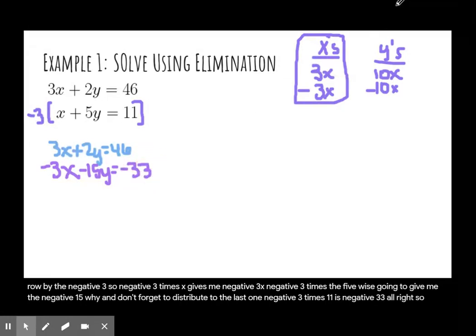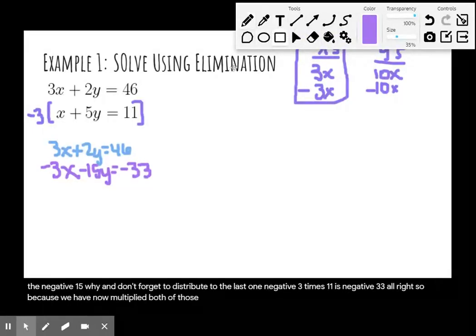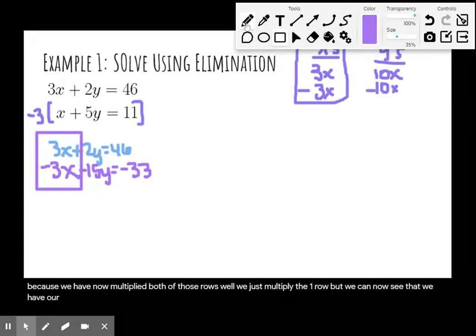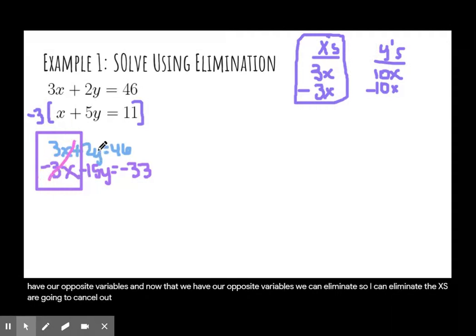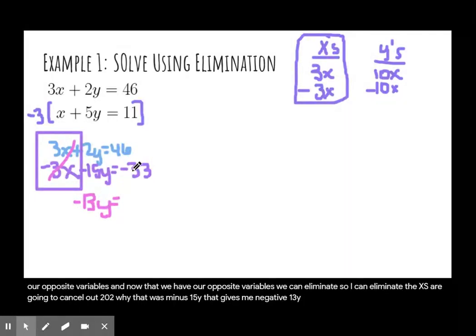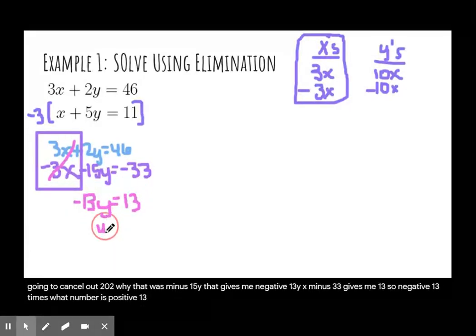All right, we just multiplied the one row, but we can now see that we have our opposite variables. And now that we have our opposite variables, we can eliminate. So I can eliminate the x's. They're going to cancel out to 0. 2y minus 15y gives me negative 13y. 46 minus 33 gives me 13. So negative 13 times what number is positive 13? Well, that would be negative 1.